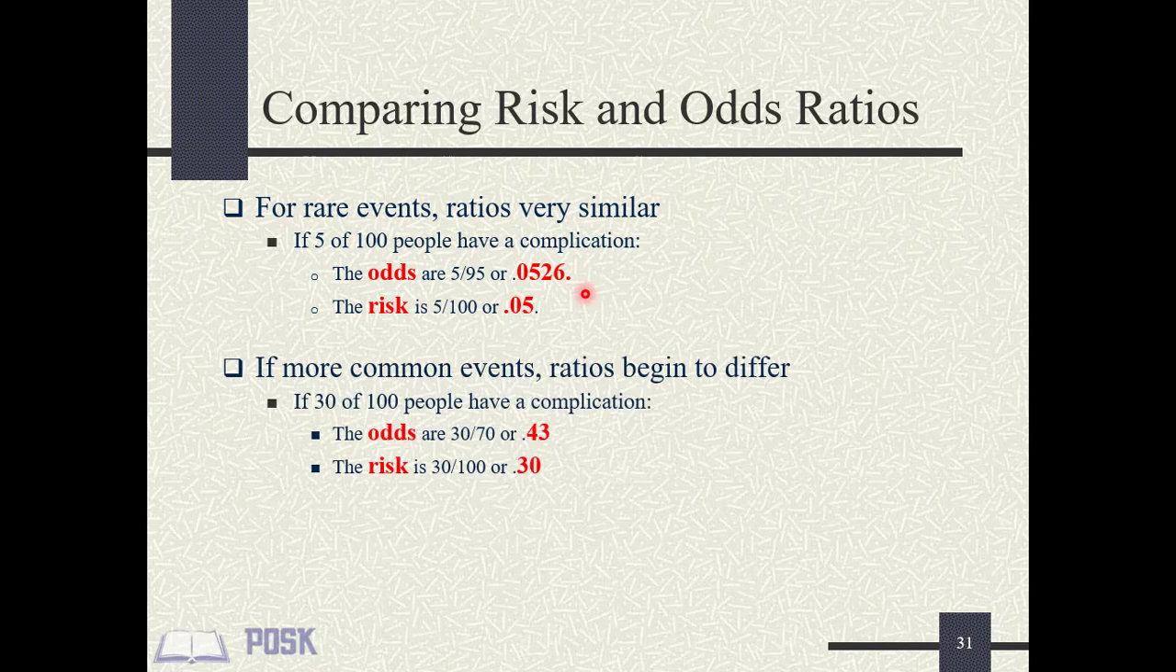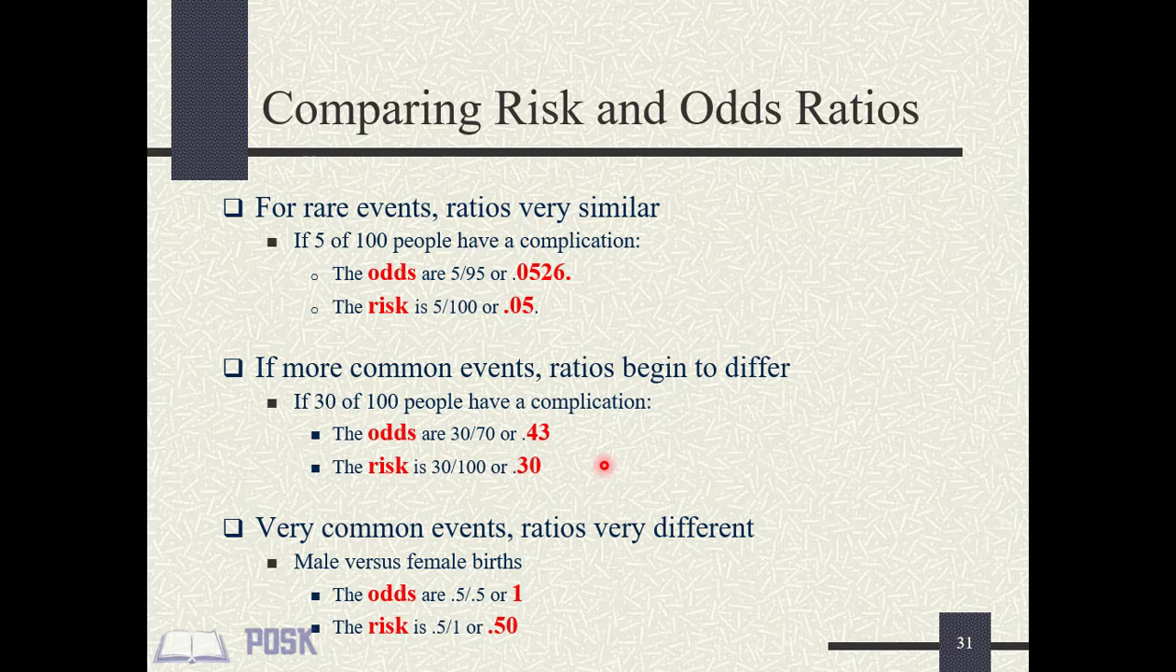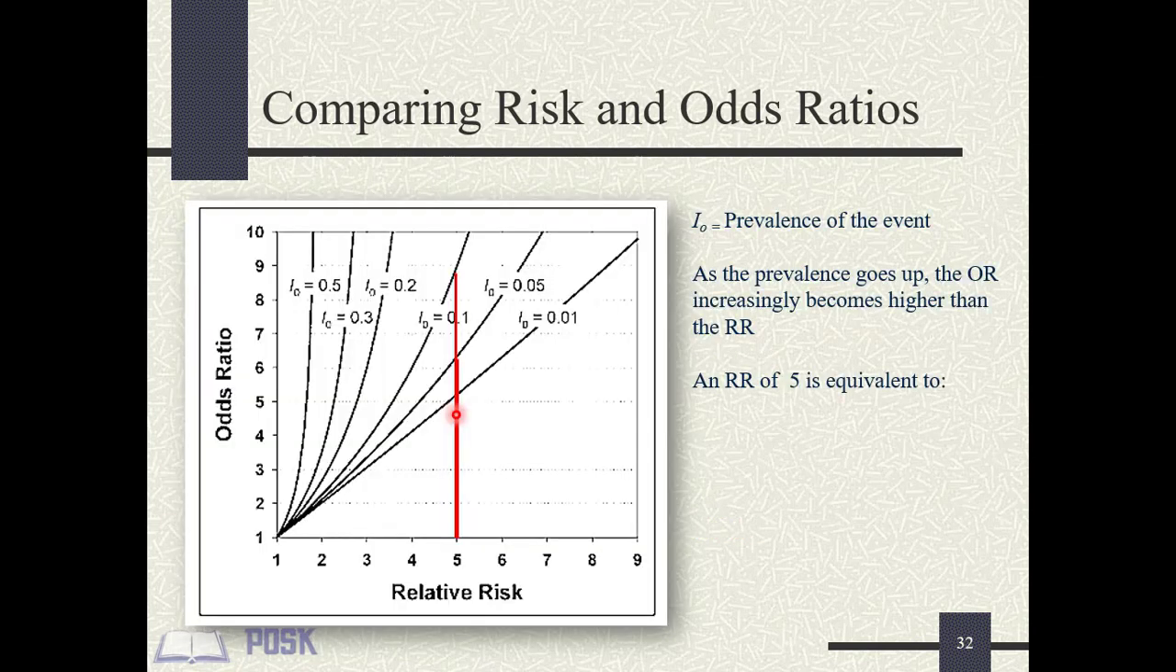Watch what happens when 30 events happened. The relative risk is now 0.3 and the odds ratio is now 0.43. This is a 43.3% difference. We can no longer approximate the two. But wait, worse is yet to come. What if the event happens 50 times? The risk becomes 0.50 and the odds ratio has risen to 1. A 100% difference.